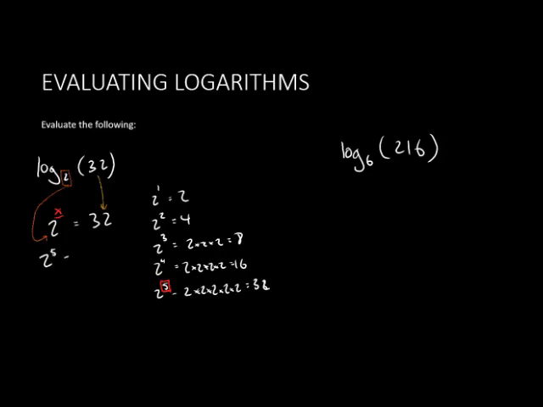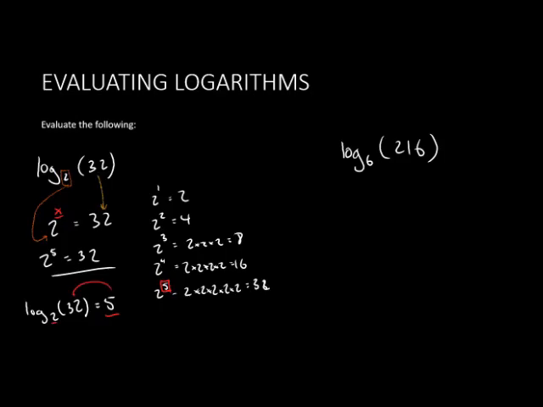2 to the fifth does give us 32, and so we can say that log base 2 of 32 is equal to 5, where 5 is the exponent and 2 is the base. If you take 2 to the fifth, you will get 32.